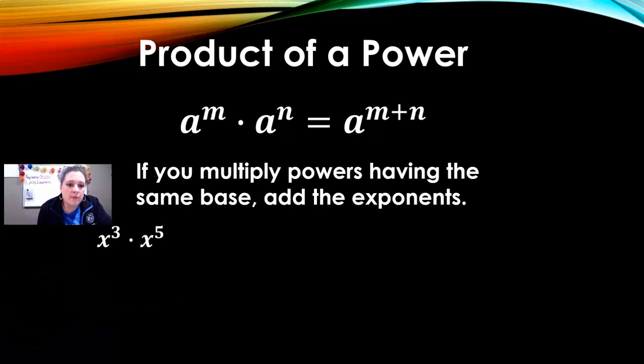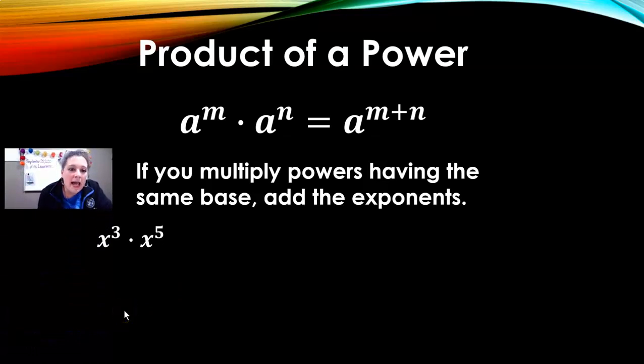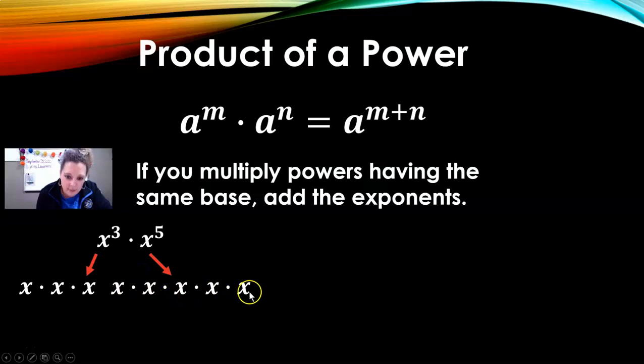So let's look at x to the third power times x to the fifth power. So again, the first thing I want to do is look and see, do they have the same base? Which they do. They both have an x. What x to the third power means is x times x times x. And x to the fifth power is x times x times x times x. So if I were to multiply all of those x's together, I'm going to think about how many x's I have there that are being multiplied. So I count 1, 2, 3, 4, 5, 6, 7, 8. So I have 8 x's.